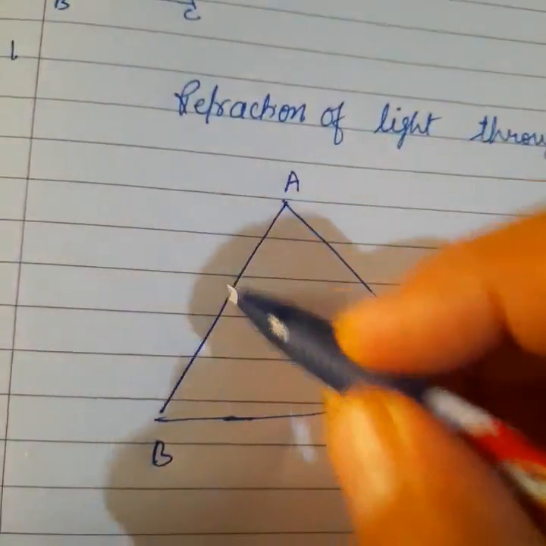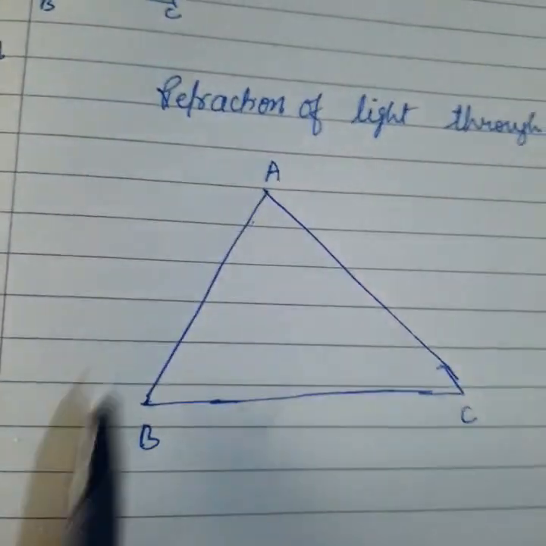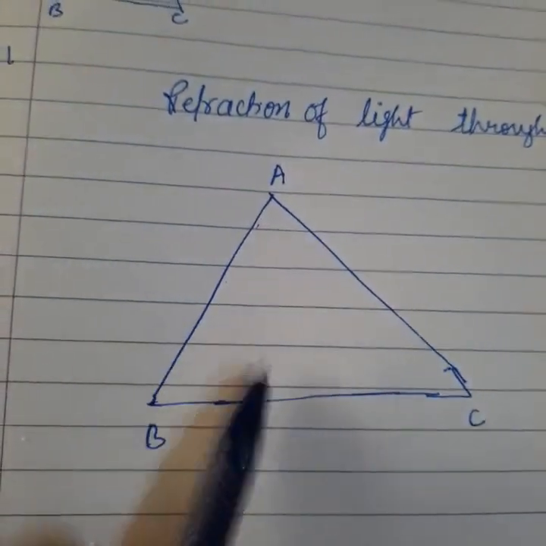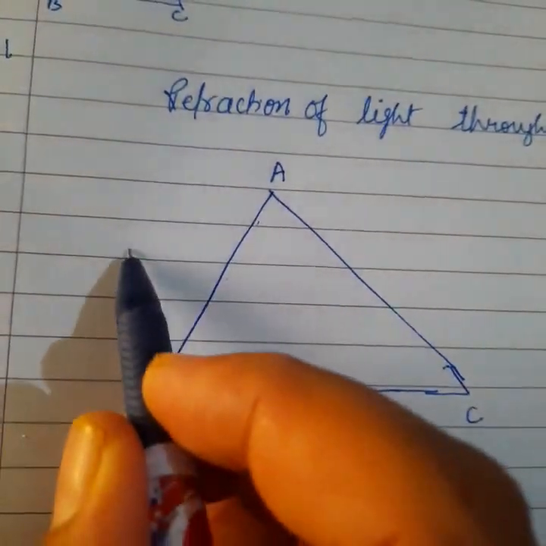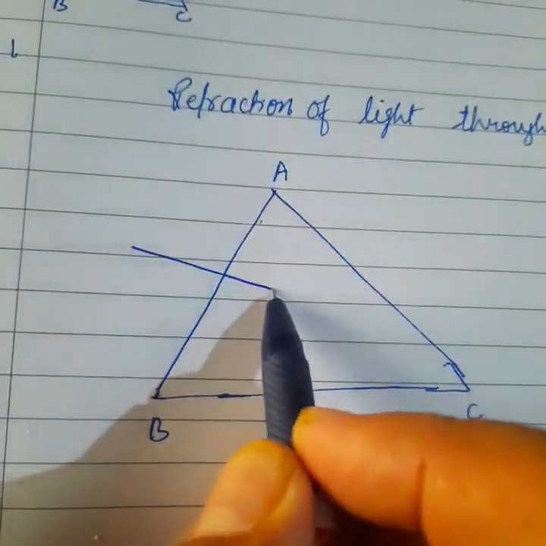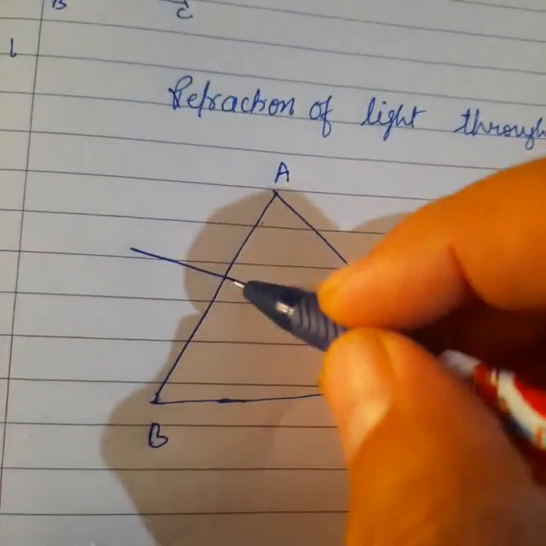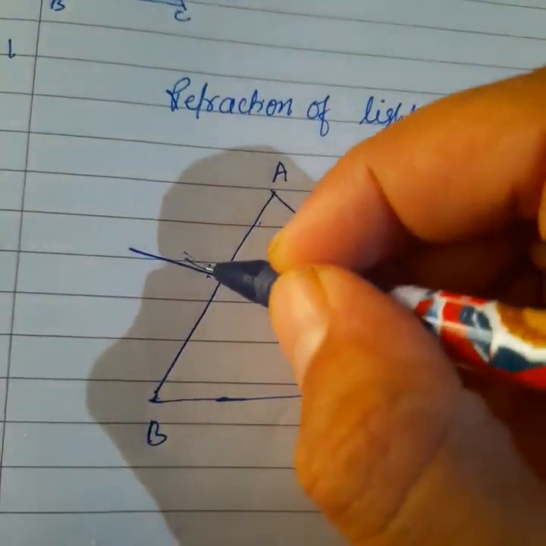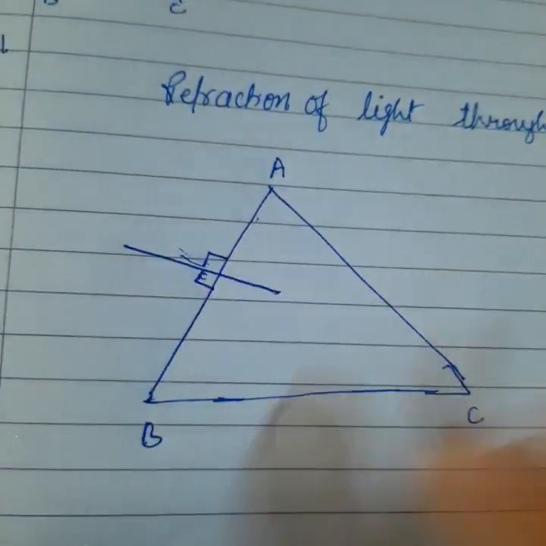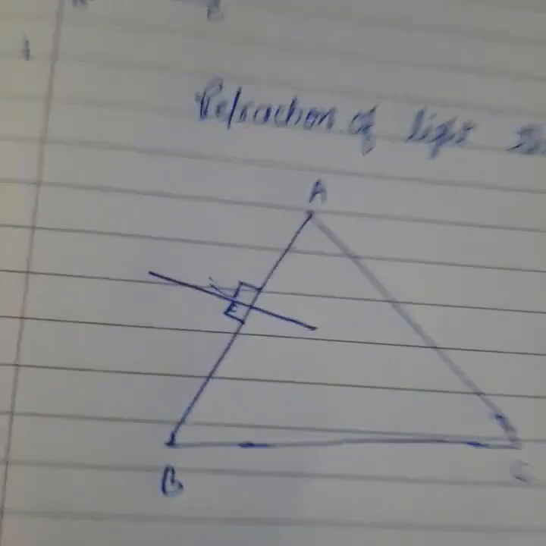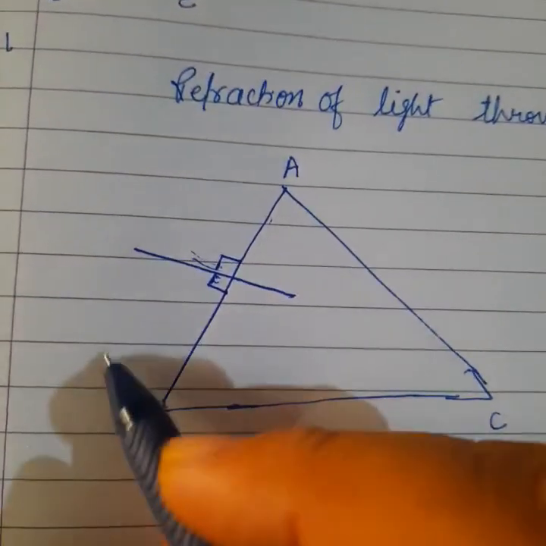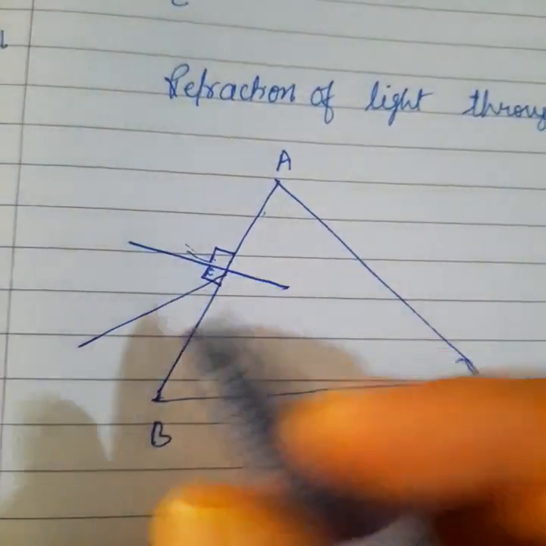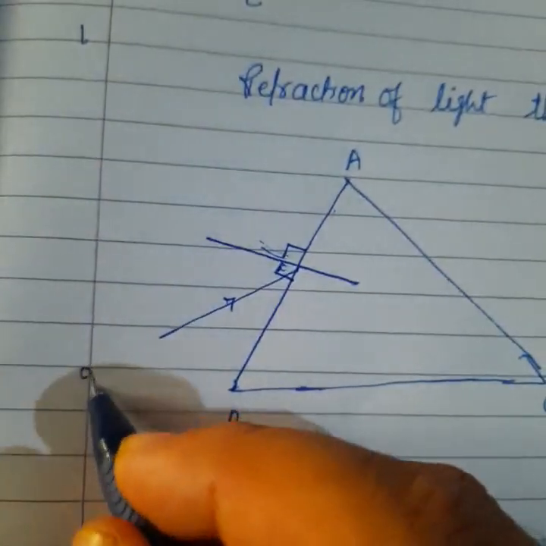Clear? So this is your interface line, which separates the two media, the rarer and the denser medium. Then I'm drawing the normal here. So this is our normal. The normal makes an angle of 90 degrees with this interface. Say yes or no, student. So I'm taking light at a certain angle. This is your incident ray.